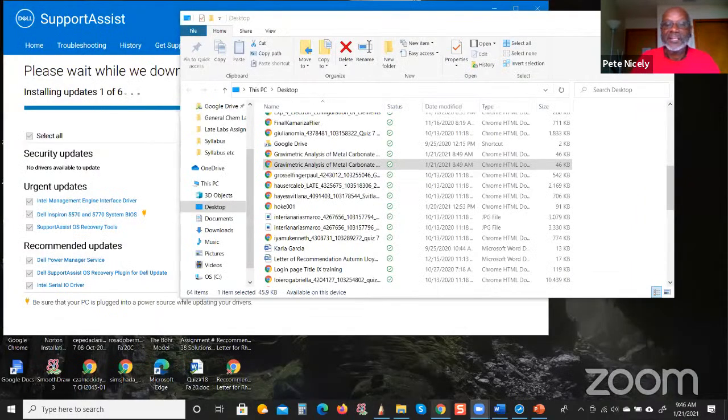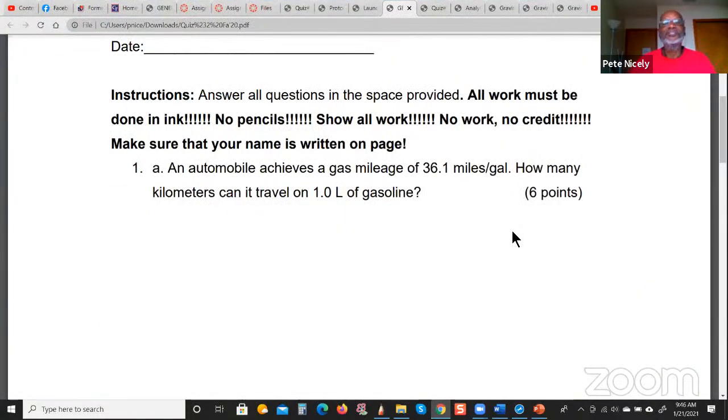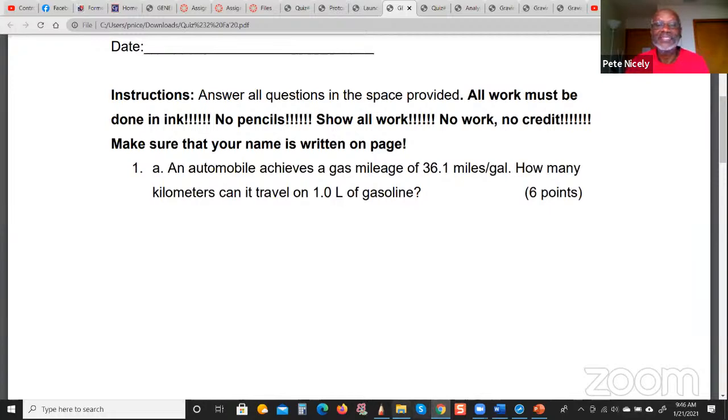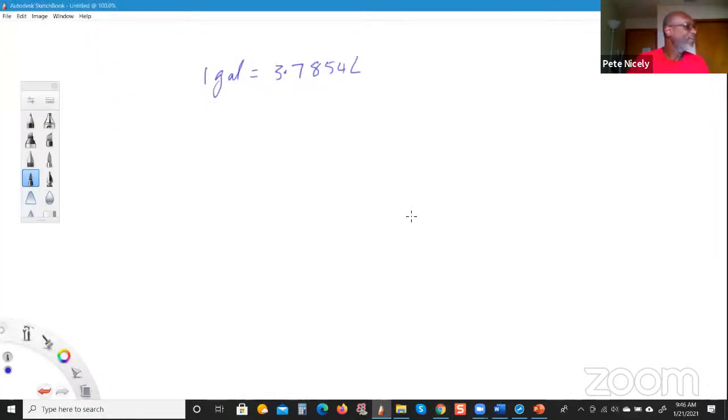Okay, let me bring this back up. Anything else I need to do? What's the next step? Miles and kilometers. Okay, very good. So let me look it up. According to the table, write this down here, 1 mile is equal to 1.6093 kilometers. Okay, very good.